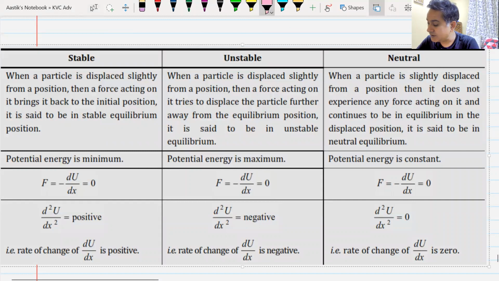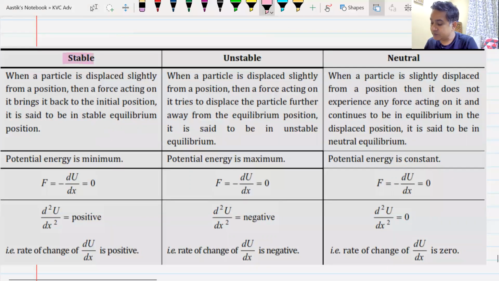The first one is your stable equilibrium. When a particle is displaced slightly, it will always come back to its initial position. Potential energy is minimum. Force at this point is 0. Second derivative of U is positive. The rate of change of U is positive. So these are the things mathematically we can prove.